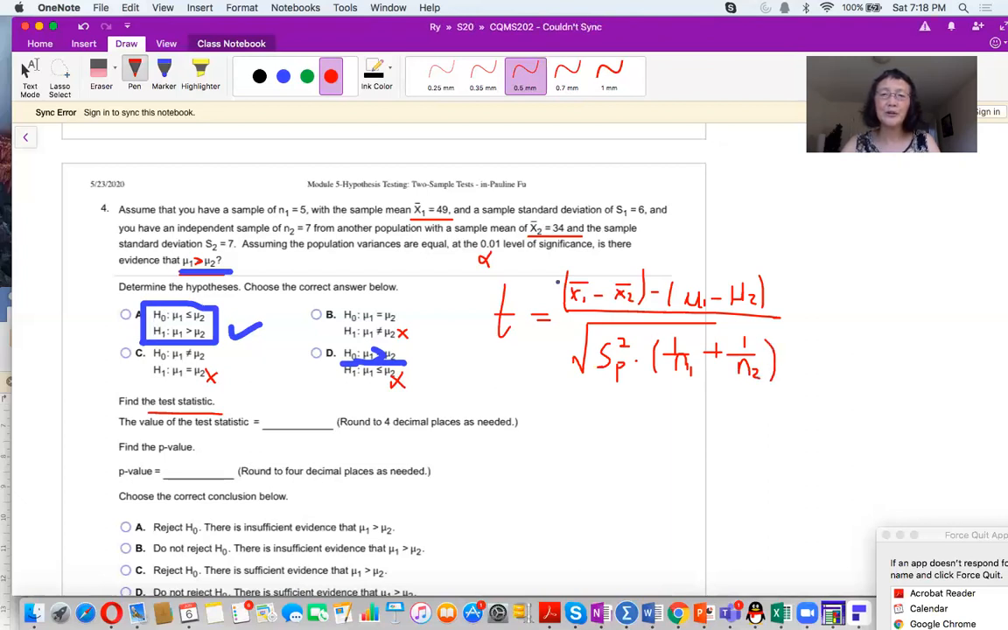So we know x1 bar and x2 bar. What is mu1 minus mu2? Mu1 minus mu2 is 0, because when you have mu1 smaller or equal to mu2, some textbooks just say equal. So mu1 minus mu2 equals 0.